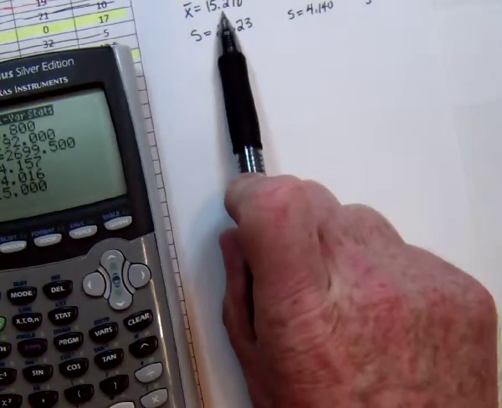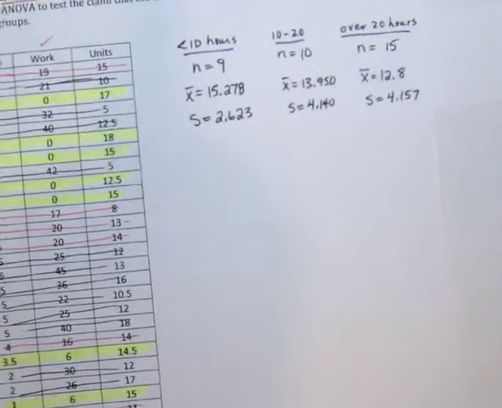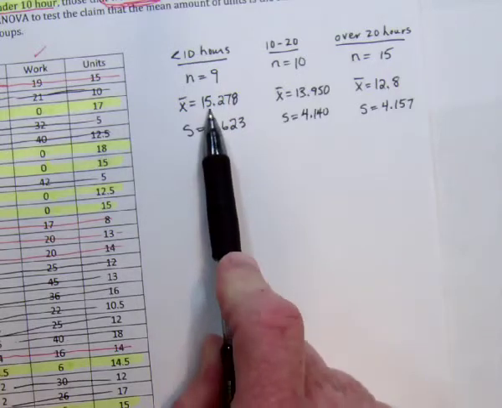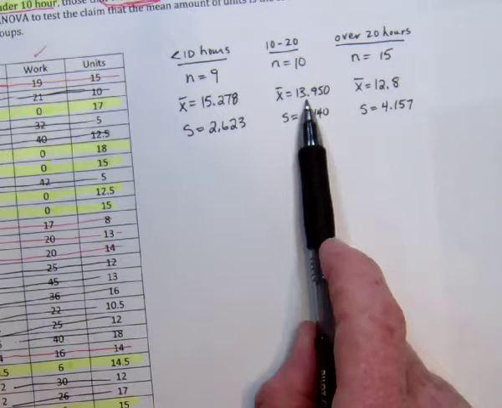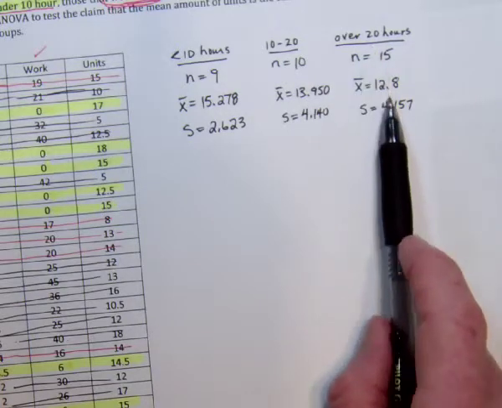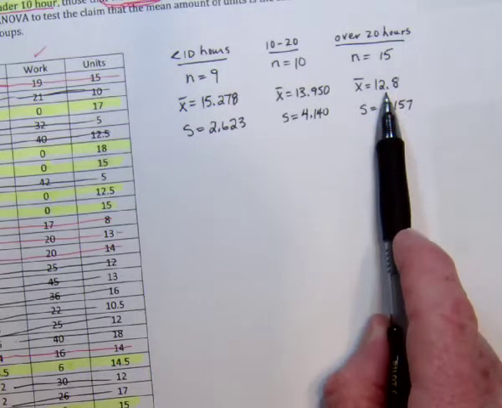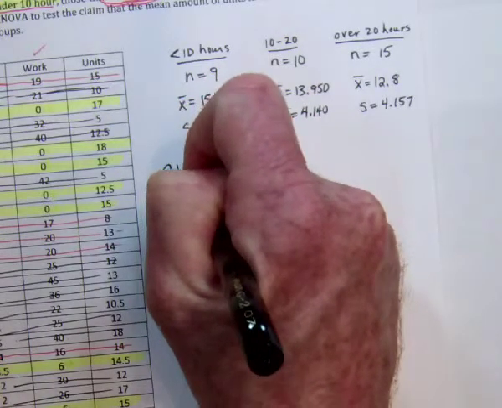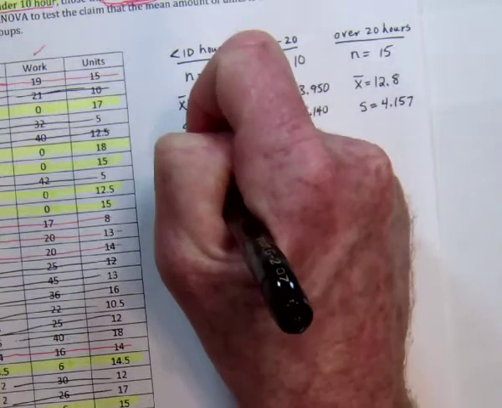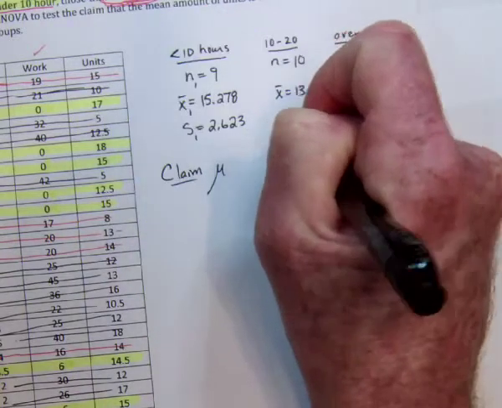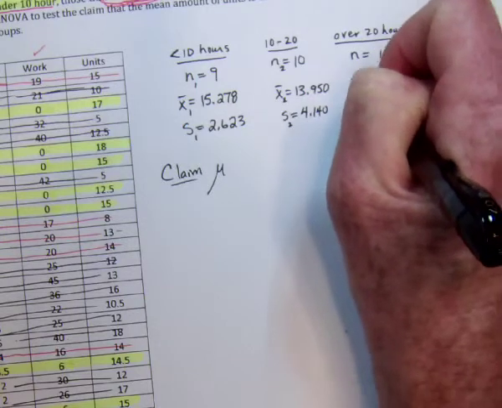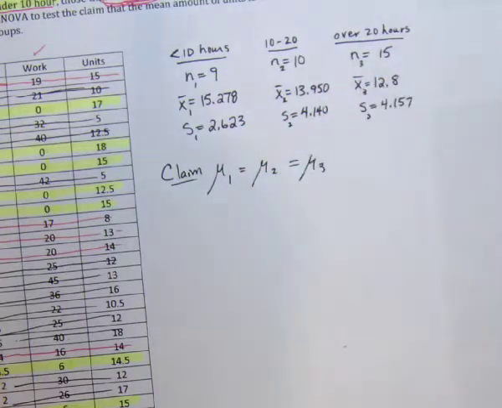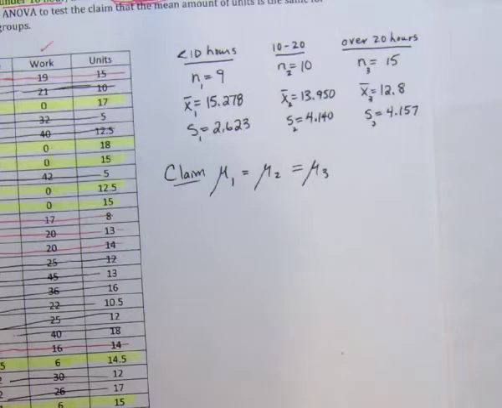So notice that the people that don't work a lot, oh, I'm sorry, that's not on the page. So the people that don't work a lot, they take 15 units. The people that work medium take 14 units, and the people that work more take even less units. So it's possible that we get reject here, reject that they're not equal. So the claim is that the mean, I'll just call this group number 1, this is group number 2, and this is group number 3. So mean number 1 equals mean number 2 equals mean number 3. That they all average the same amount of units.